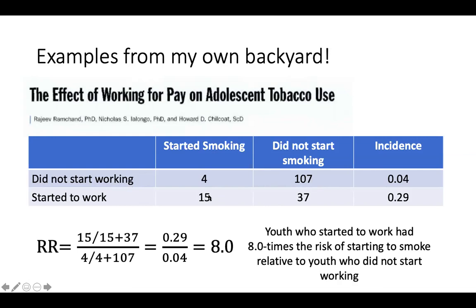Among those who started to work, we saw 15 started to smoke, so the incidence was 0.29. We constructed relative risks, which we went over last session, and our estimate was a relative risk of 8. So we could conclude that youth who started to work had 8 times the risk of starting to smoke relative to youth who did not start working at that time.